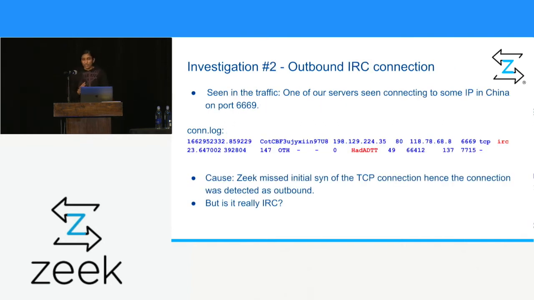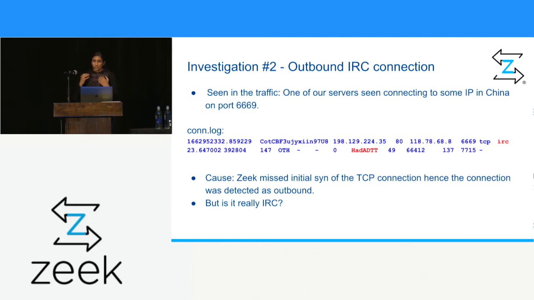The second one was the IRC connection. If you were paying attention, in the list that I showed of the 15 services, the last one was IRC, and there was just one connection detected. Now, the funny thing is we don't even run IRC at all on our clients or on our systems. So why was there an outbound IRC connection?